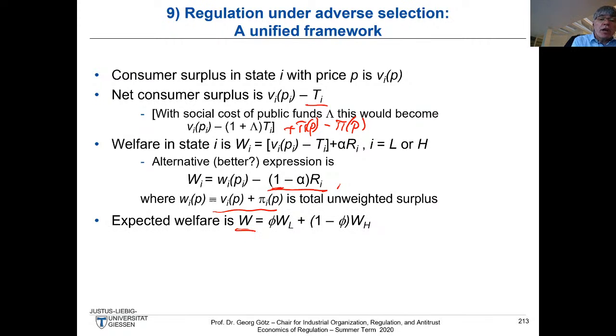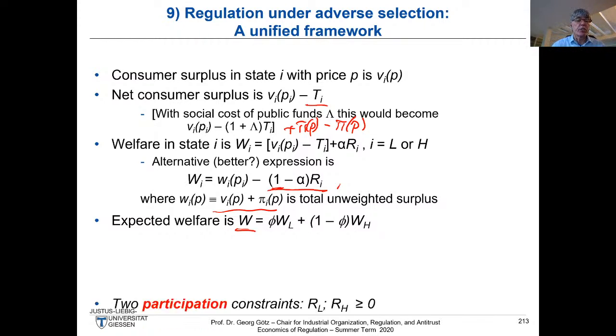Okay, then expected welfare, of course, we have a certain probability phi that the state is low and a certain probability 1 minus phi that the state is high. So the expected welfare is just the expected value of this here, phi WL plus 1 minus phi WH.